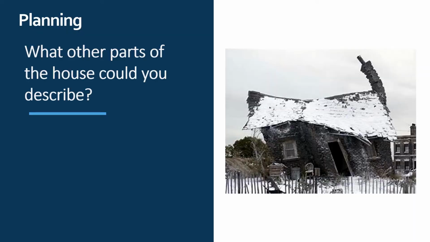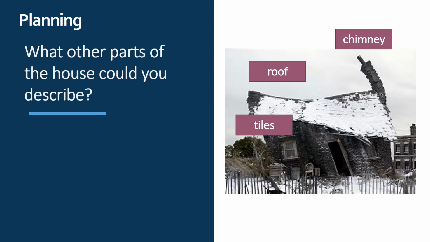Okay, so before we actually start writing our setting description, which is all about the location that a story takes place in, we need to think about the plan. What parts of the house could you actually describe? Here in the picture we can see there's a roof, a chimney, tiles, house overall, and fence, as well as doors, windows, and lots of other parts.